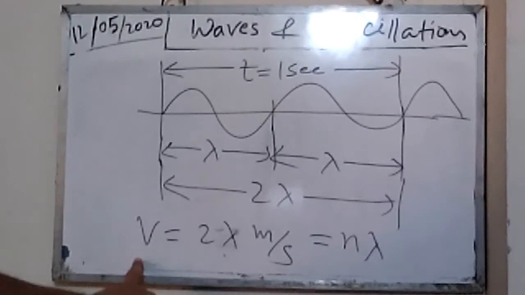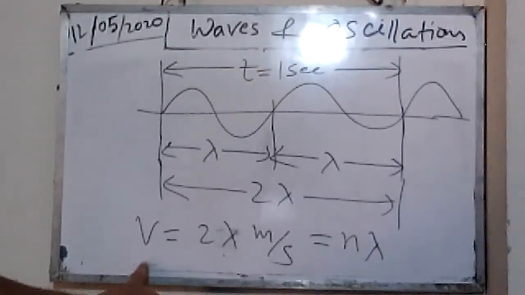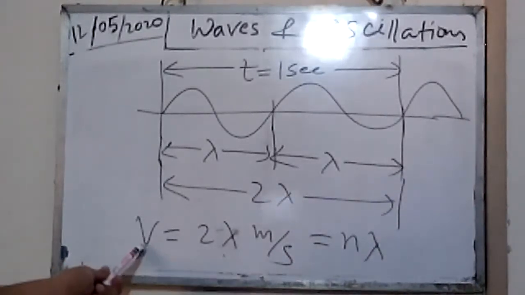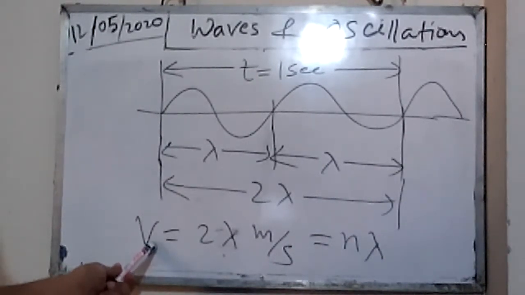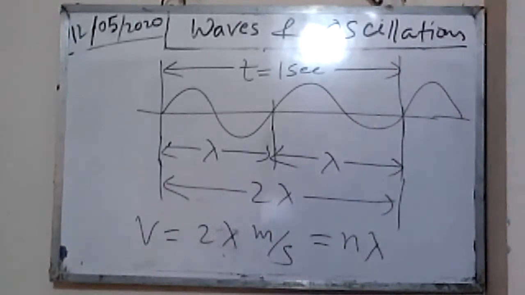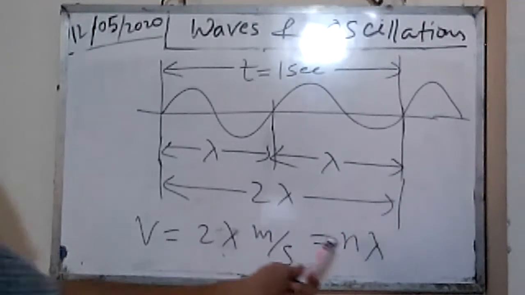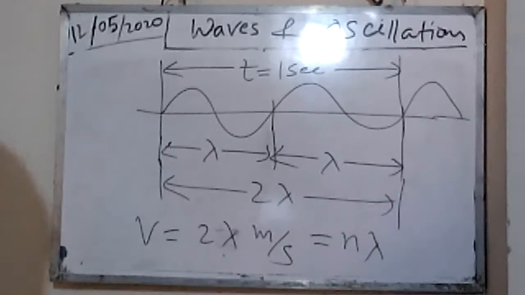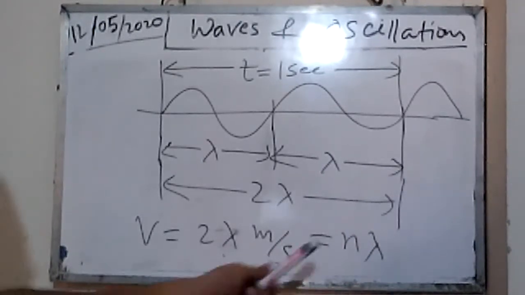Velocity of waves, or this is also called phase velocity. Okay, now we can call it wave velocity. Then wave velocity equal to n lambda. V equal to n lambda.